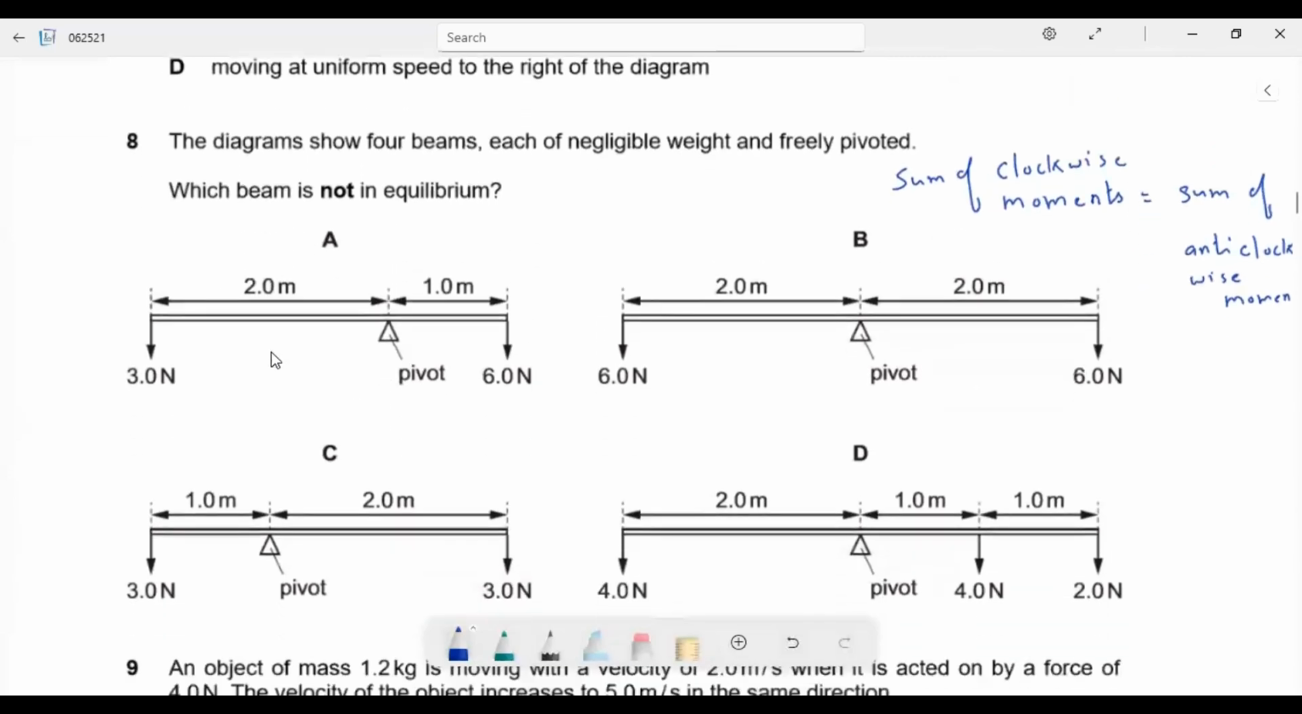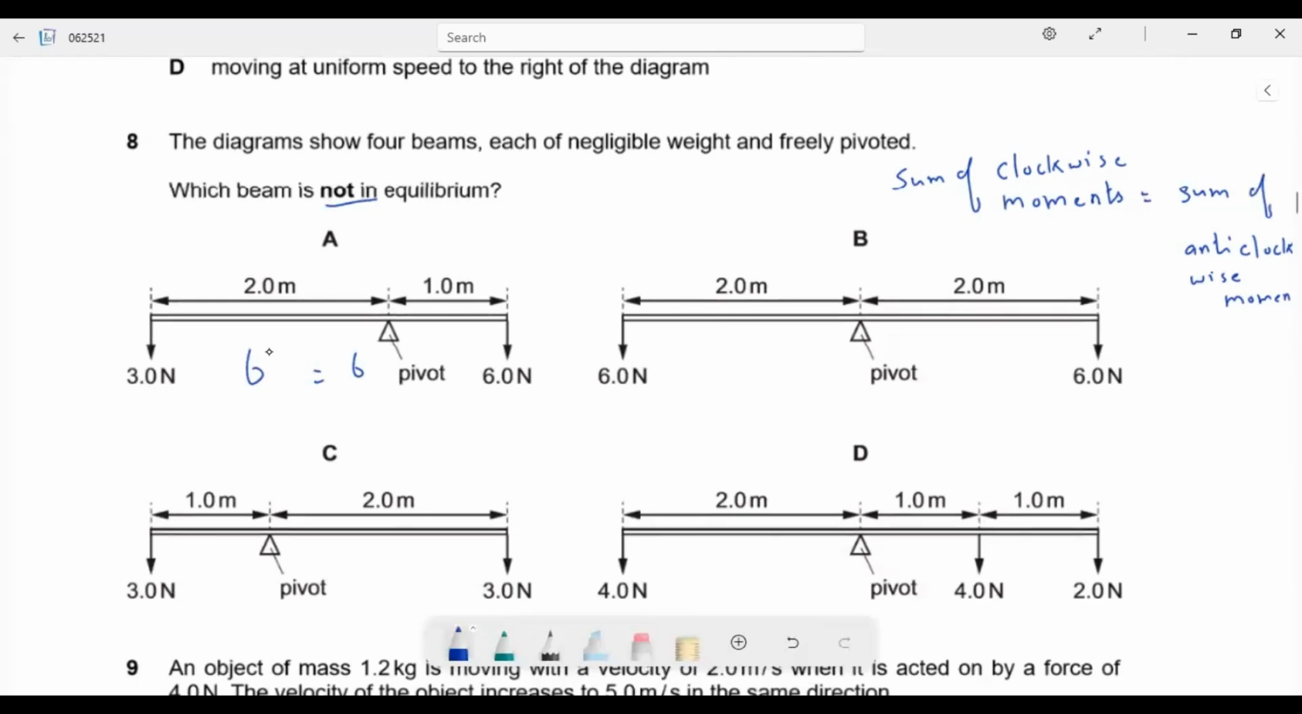So here we will calculate the moment for A. Here it is the pivot. The clockwise moments we can calculate as 3 into 2, the perpendicular distance into the force, that is 6. Here is 1 into 6, that is 6. So it is the same. The question is which is not in equilibrium.